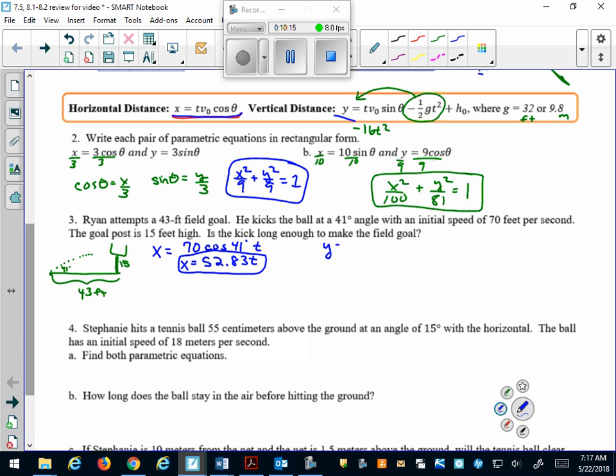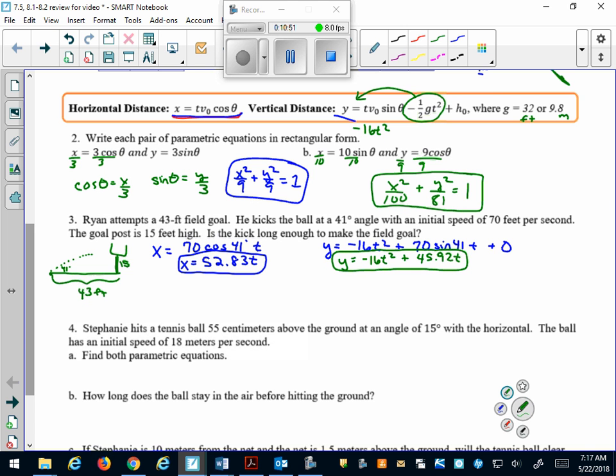Our y equation is in feet, so it's negative 16t squared plus, now we got 70 sine this time of 41t, and then it's plus 0 because he's kicking this ball off the ground, so the initial height is 0. This turns out to be y equals negative 16t squared plus 45.92t. There's our y equation.